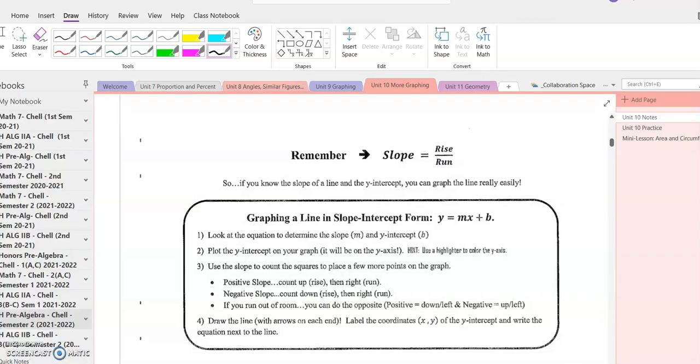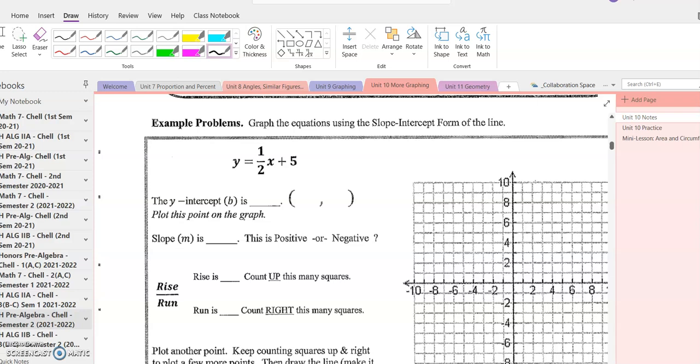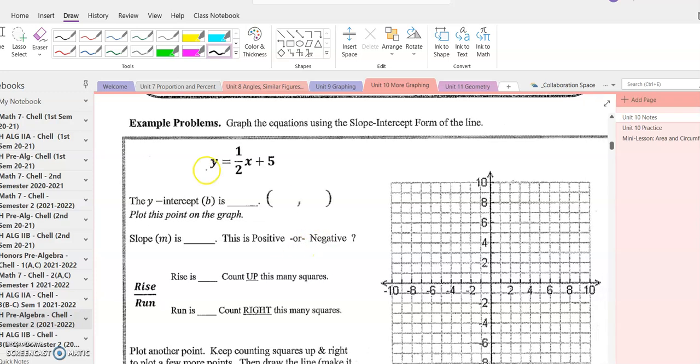Now, on to the actual meat and potatoes of the lesson. We're going to be graphing lines with slope-intercept form. So for this problem here, y equals 1/2 x plus 5. The y-intercept is 5, which gives us the ordered pair 0, 5. So I'm going to go ahead and plot that point. The plus 5 here, all it tells us is that we're going to go from the middle and just go up 5. And that's going to be one of the points on our graph.